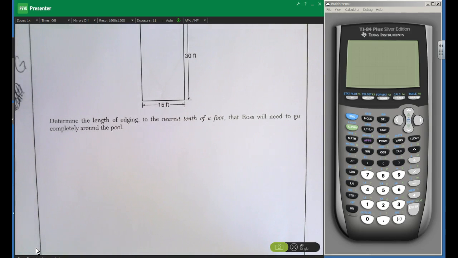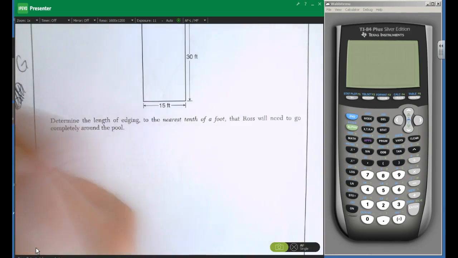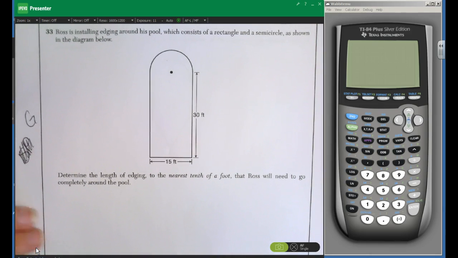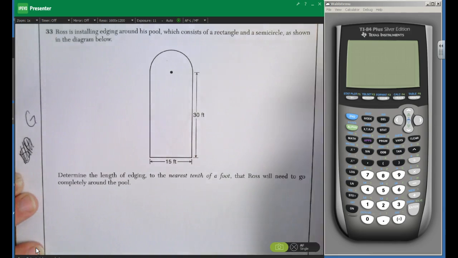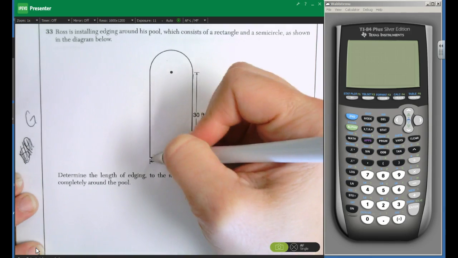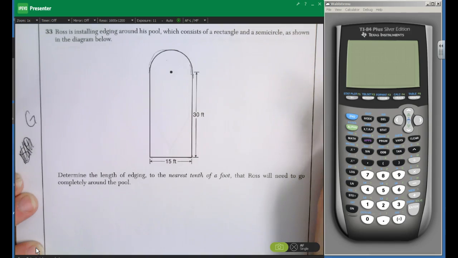This question is taken from the June 2014 test. Question number 33, June 2014. Ross is installing edging around his pool. Determine the length of the edging to the nearest tenth of a foot that Ross will need to go completely around the pool.